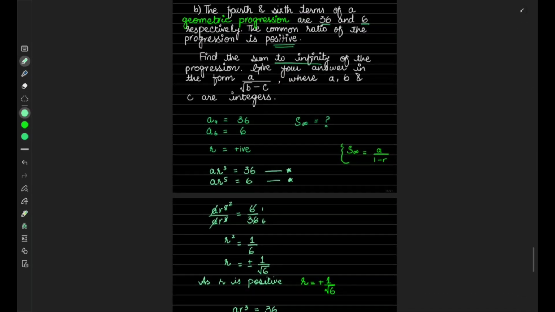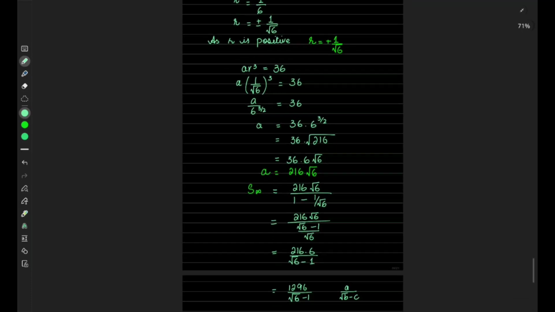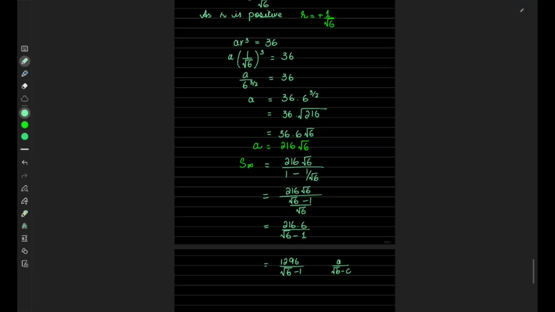We found a and r by using these two equations that are given to us in the form of a4 and a6. And then we just substituted in the values to get the required form. So that's all about question number 10. I hope you get it. Thank you.